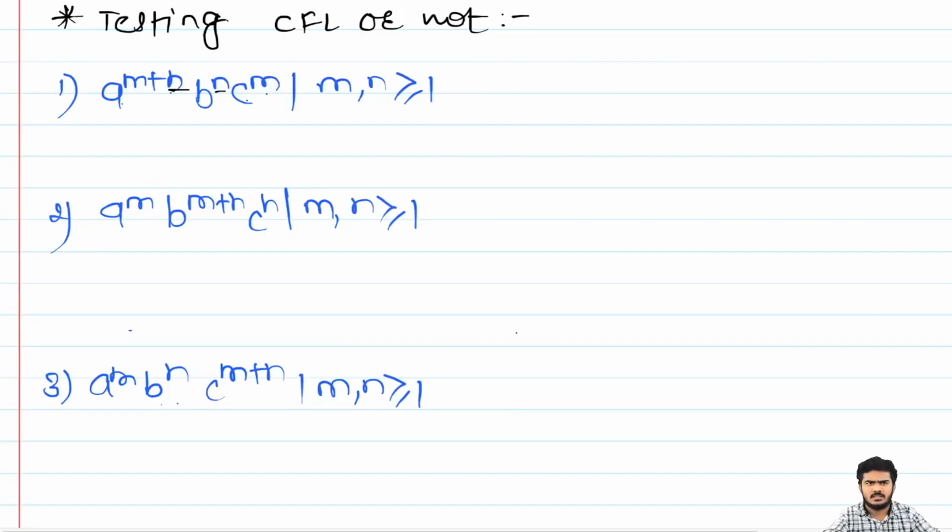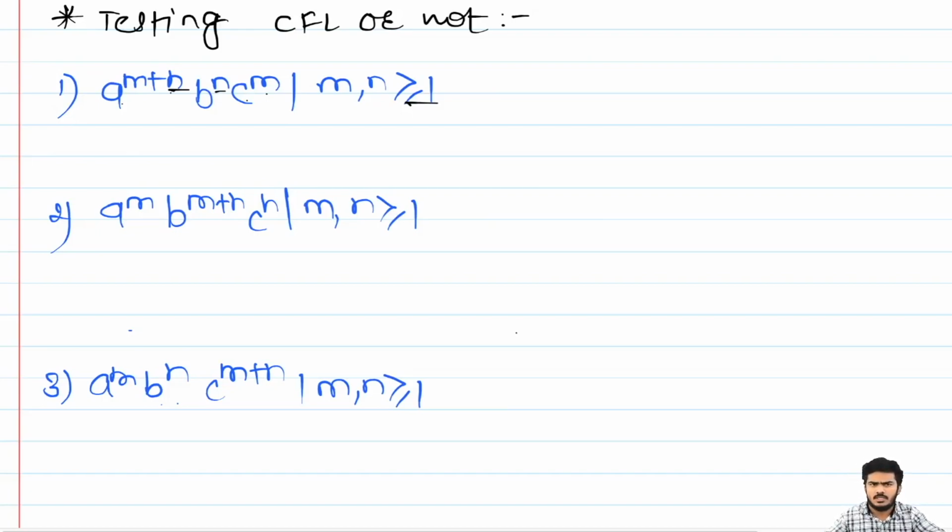Let's see the languages one by one. The first language is a raised to power m plus n, b raised to power n, c raised to power m, where m, n is greater than or equal to 1. Here the language is not finite, so we cannot yet say whether it is regular. If the language is finite, then definitely it is regular. If it is infinite, then we have to check whether there is any loop or arithmetic progression, and whether we are able to design a finite automata for that or not.